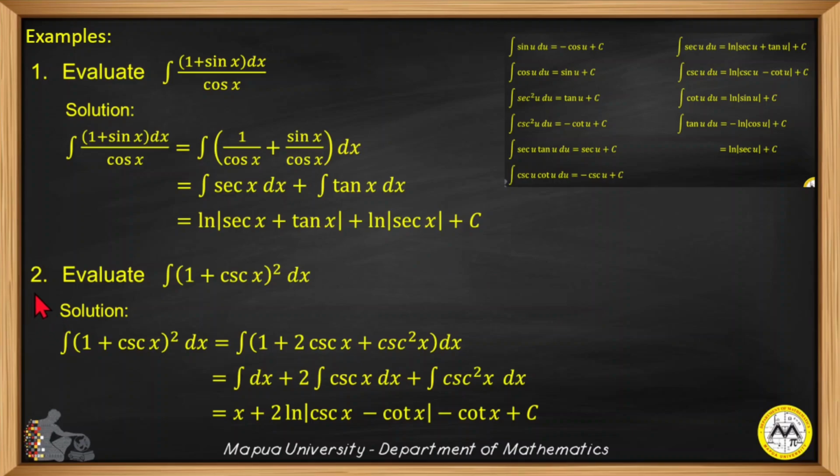Okay, let's solve the second example. Again, suppose we are asked to evaluate the integral of 1 plus cosecant x, quantity raised to the second power, dx. If you look at the integrand, because the exponent is 2 and there's no direct integration formula appropriate for this type of integrand, what you have to do is expand. You take the square of 1 plus cosecant x. When you take the square, you have 1 plus twice the product of the first and the second.